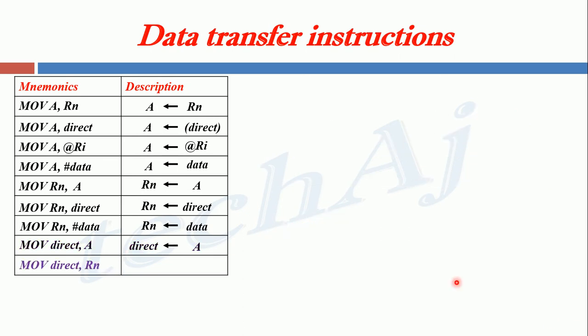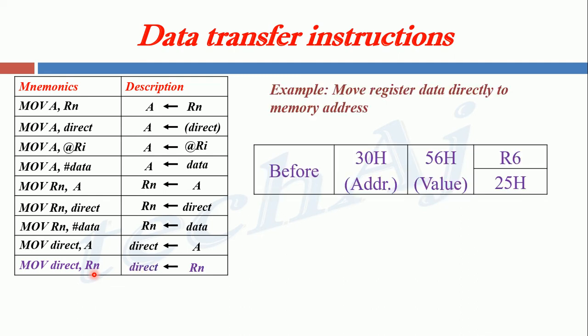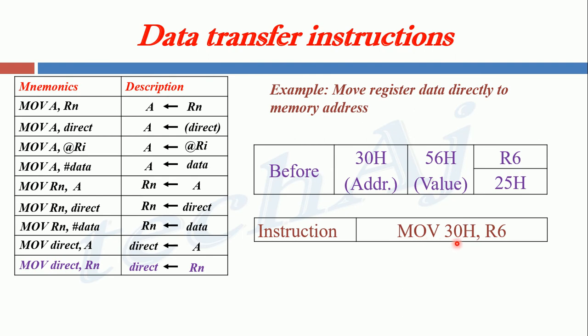Next instruction is MOV direct, Rn. This instruction will copy the data from Rn to the direct memory address. For example, suppose memory address 30H is having the value 56H and register R6 is having the value 25H. If we execute the instruction MOV 30H, R6, the data from R6 is copied at the address location 30H. So this 56 will get updated with the value from register R6.